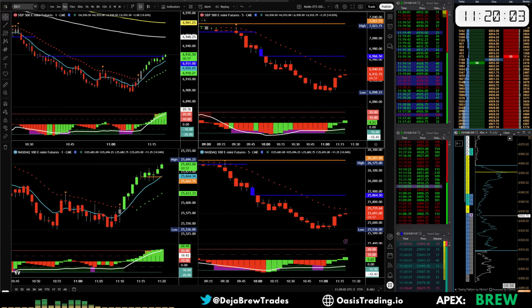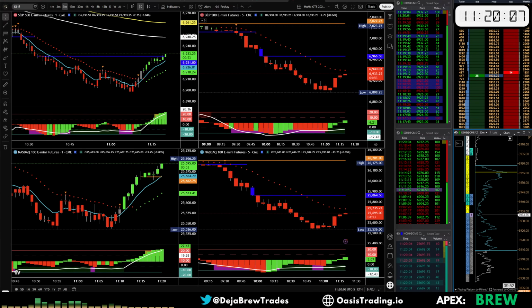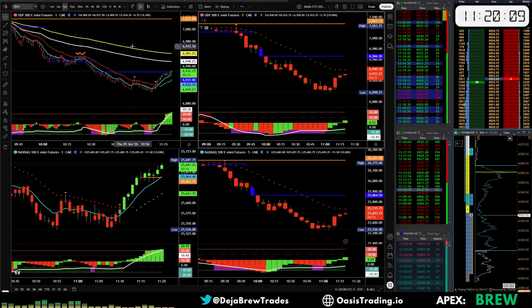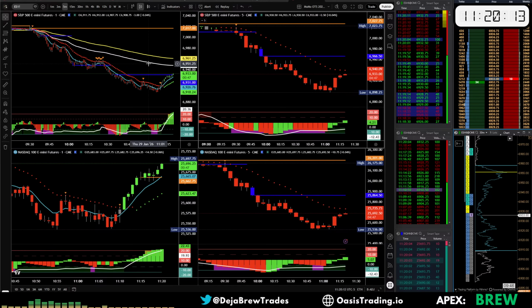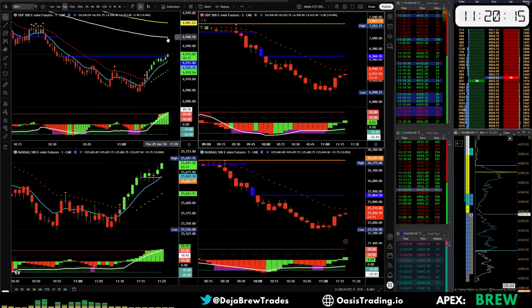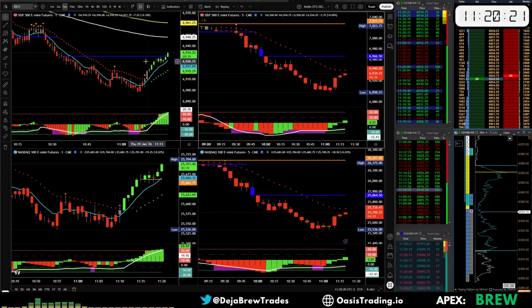Okay, breaking through that 1 minute pivot, keep an eye on that trail on the 5 minute. And then we have the VWAP test. First VWAP test of the entire day if you don't include the one that happened right at the open. These two lines right here are VWAP. The white line is the daily VWAP, the yellow line is the session VWAP.